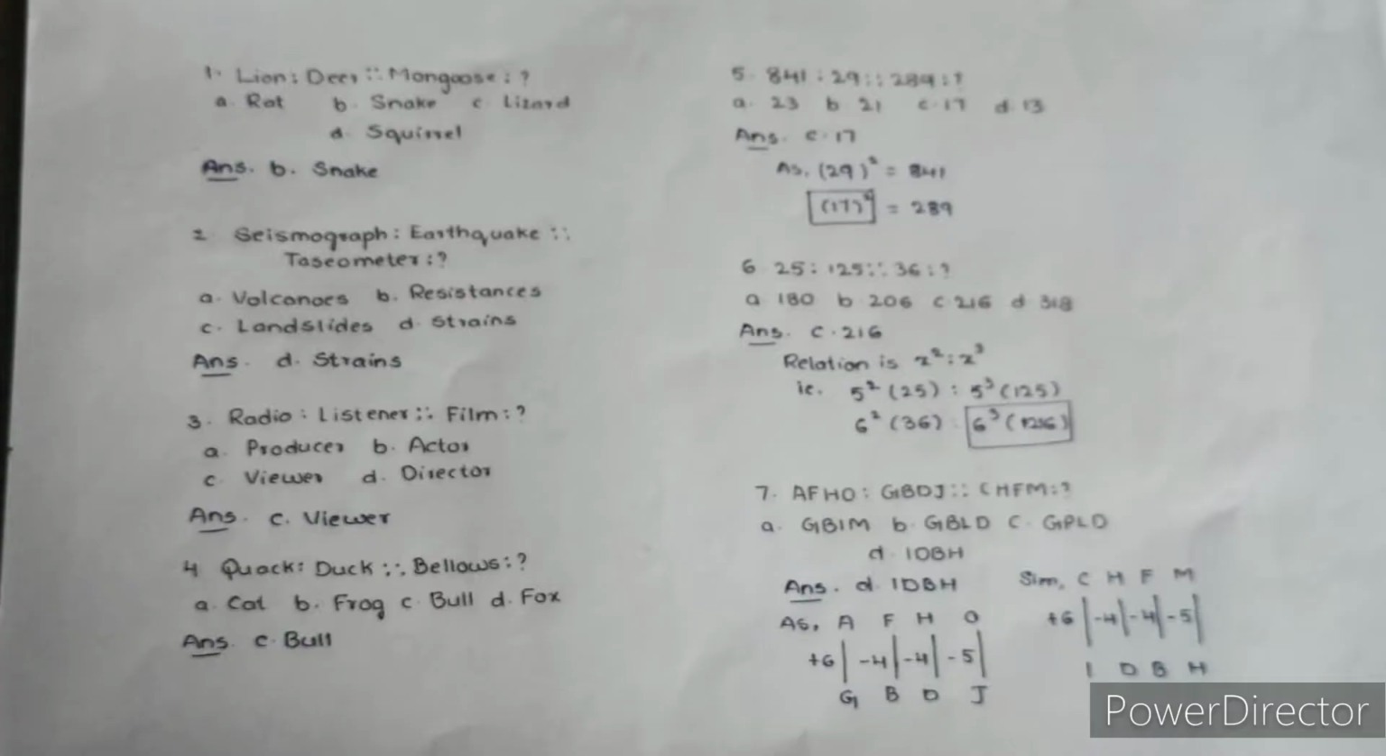So in today's video, let's discuss some of the practice questions. So the first question is, lion is related to deer. Similarly, mongoose is for what? The options are rat, snake, lizard and squirrel. So here the relationship is lion eats deer. Similarly, mongoose eats snake. So the option will be B, snake.